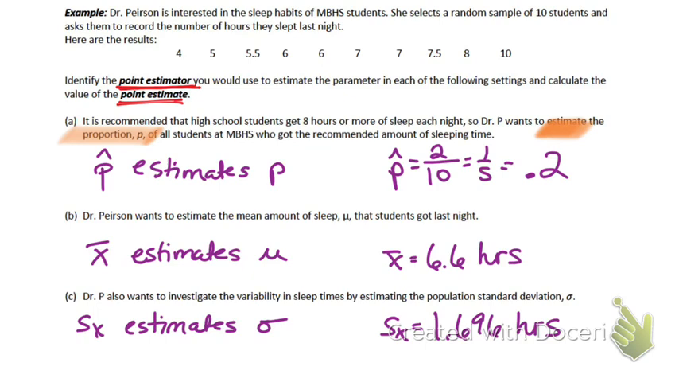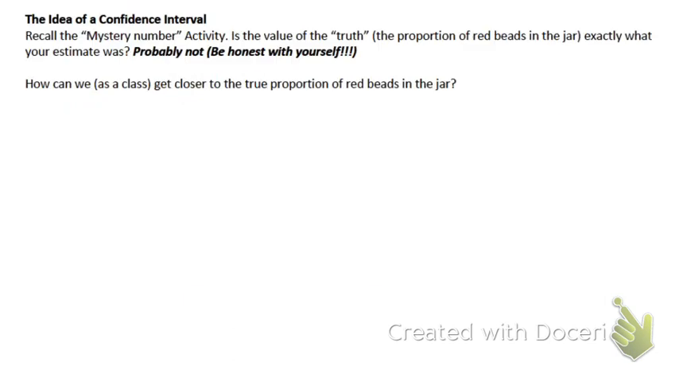There's nothing for the units, because that's just a proportion or a percent. So it's 20% or 0.2. So you don't have to have units for p. Perfect. All right, cool. Moving right along.